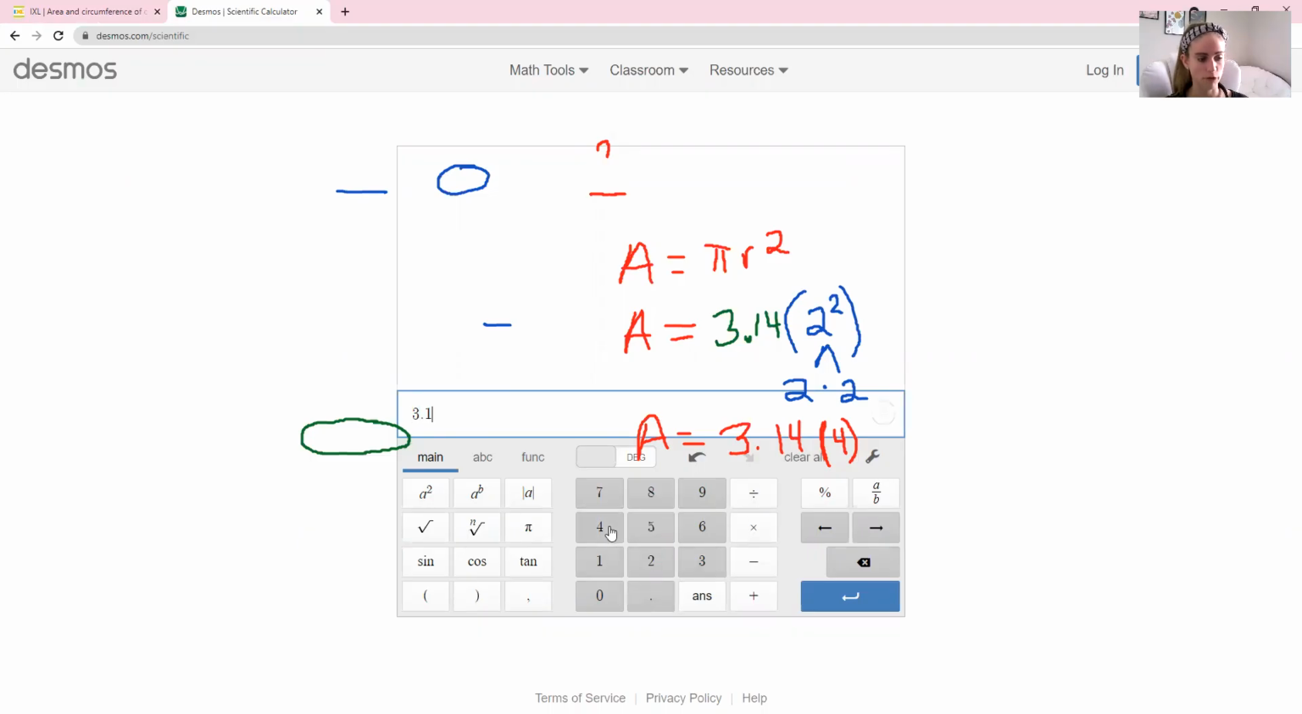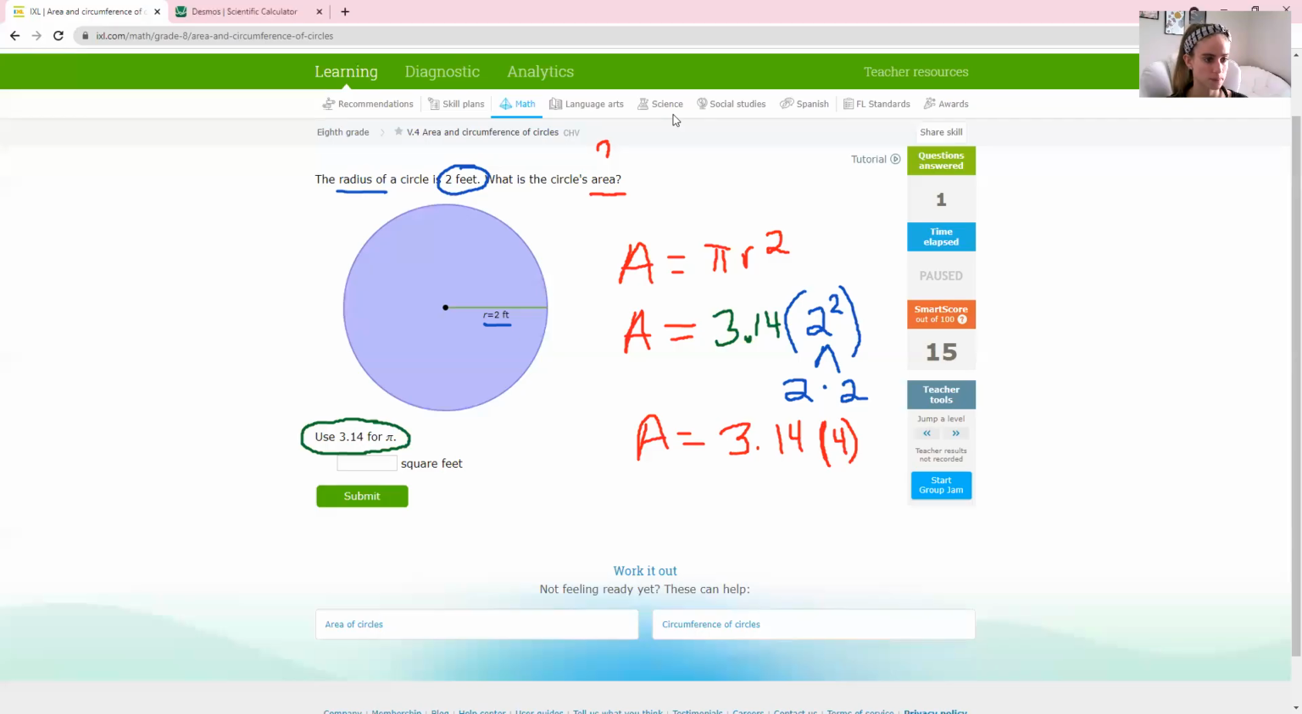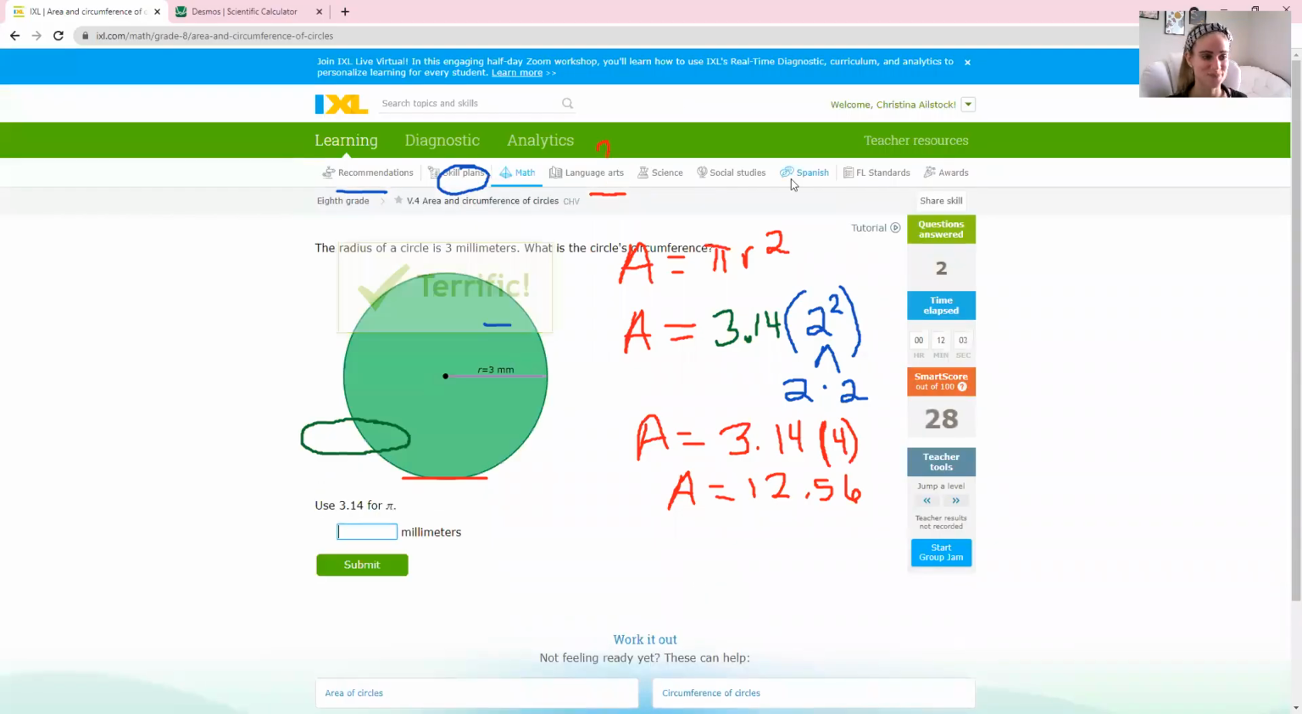So 3.14, otherwise known as pi, multiplied by 4 is, you can kind of see it through my writing, 12 and 56 hundredths. So our area is 12 and 56 hundredths, and they already have our label there for us, square feet. That would be the area of our circle. Awesome.